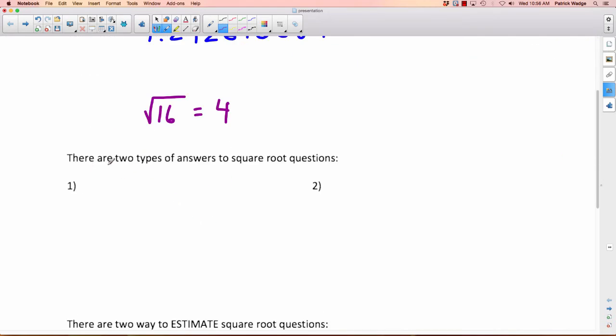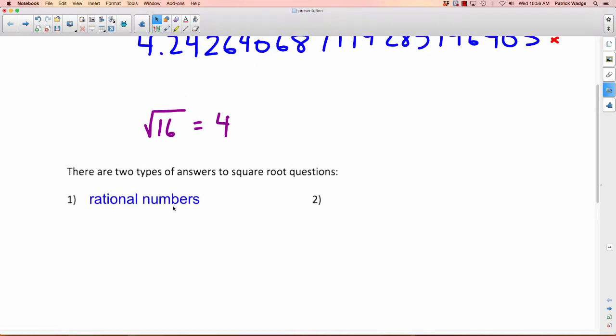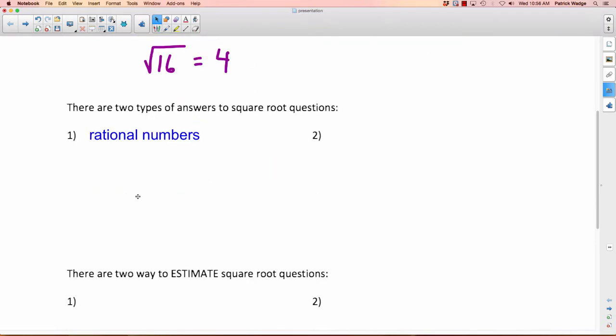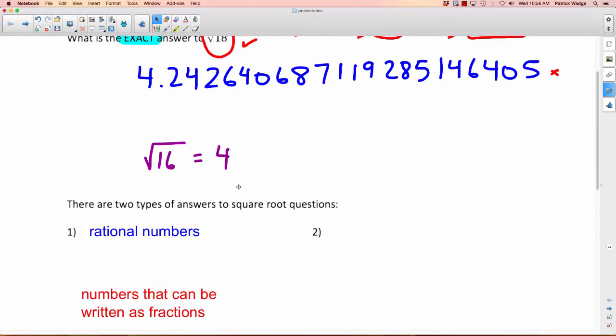All right, that takes me to this idea. There are two types of answers to square root questions. One type are rational numbers, and we mentioned this quickly before. Rational numbers are numbers that can be written as fractions, like this number 4. That can be written as a fraction, 4 over 1. So this is a rational number. But this decimal that goes on and on and on forever, that is not a rational number. It can't be written as a fraction.